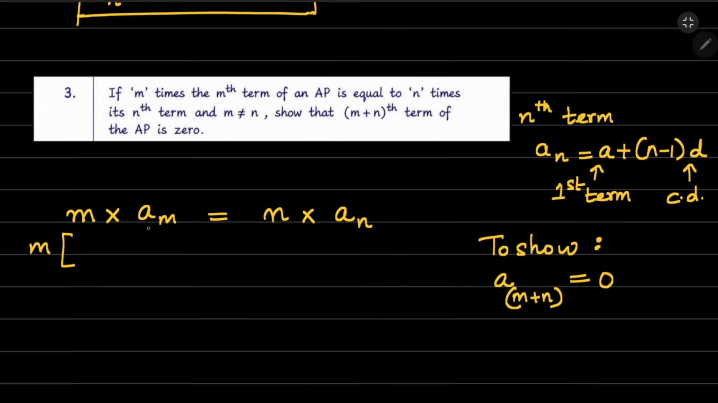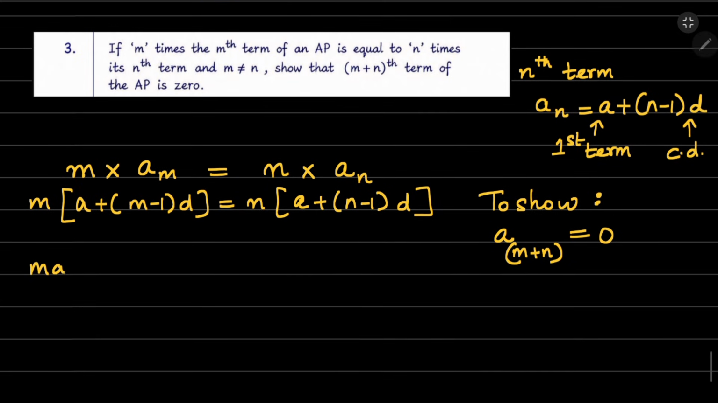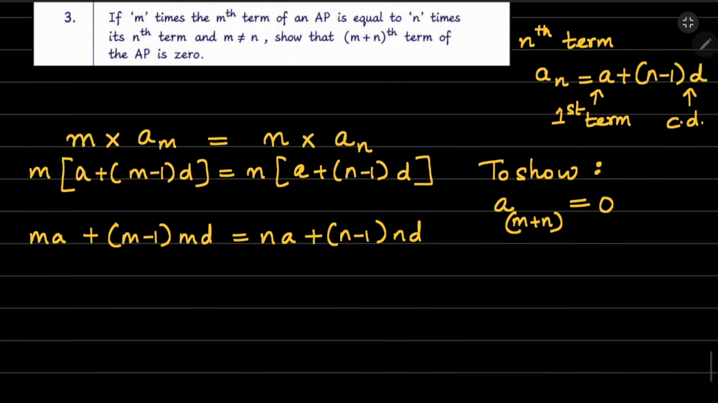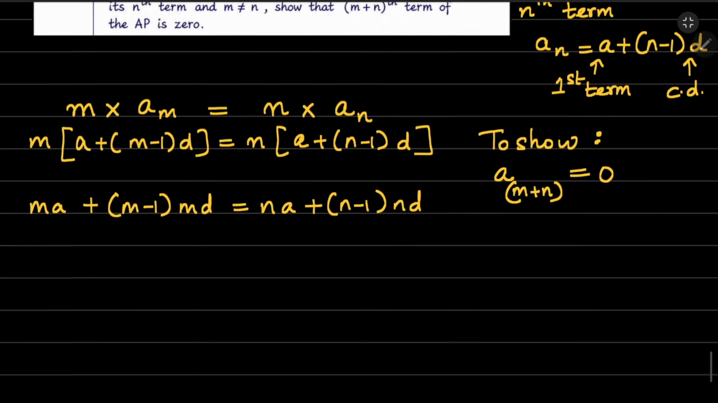So this is m multiplied by, what is the mth term formula? a plus m minus 1 into d is equal to n times the nth term formula, a plus n minus 1 into d. Right? Let's open the bracket. So this is ma plus m minus 1 into, multiplying m inside, it will be md, is equal to na plus n minus 1 into nd. Again, let's expand it.